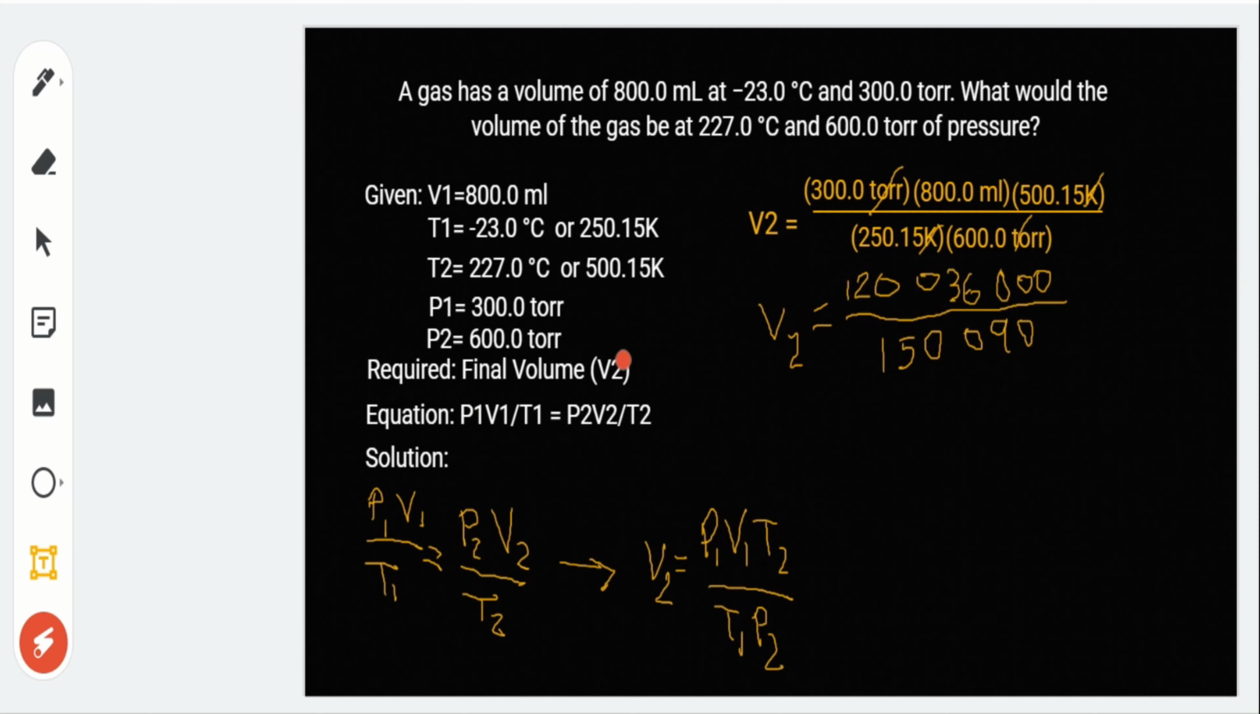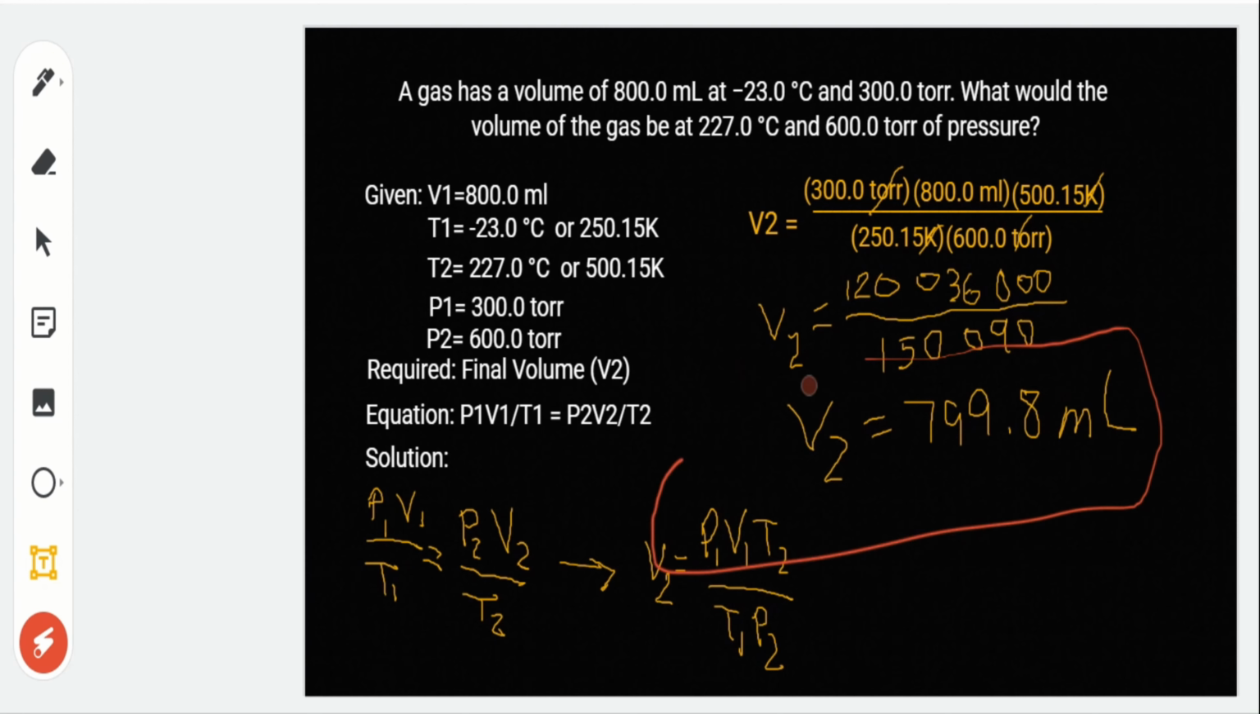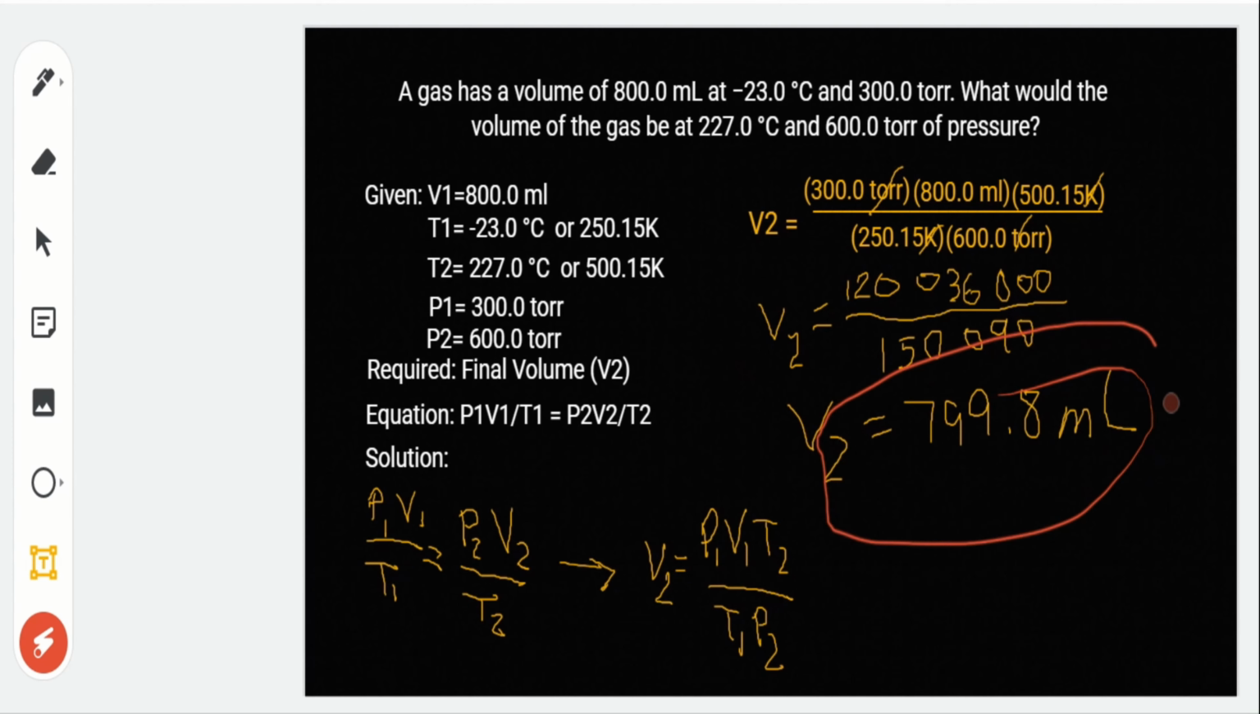Okay, so our final volume is equal to 799.0, 0.8 milliliters. Okay, so this is our final volume. Let's have another example problem.